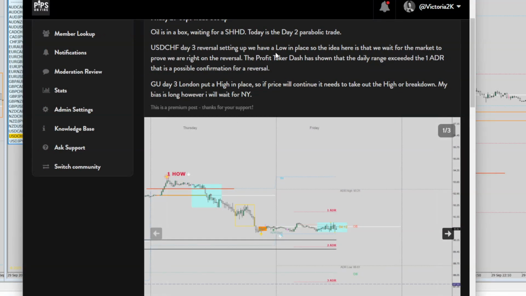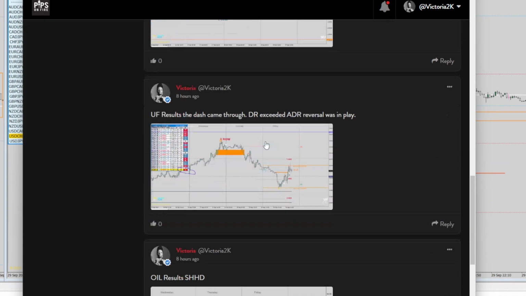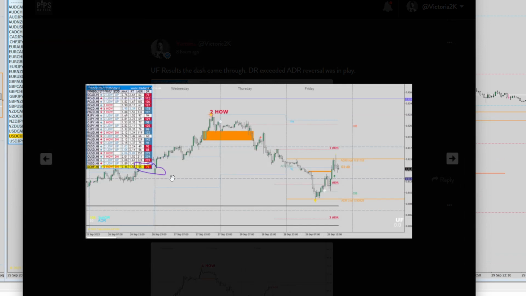3-day reversal setting up. We have a low in place. So the idea here is that we sit and wait for the market to prove that we're right on the reversal. The dashboard is already showing a daily range exceeded, the 1 ADR, which is a possible confirmation for a reversal. And here we are with the results of that. We see it was beyond, say, 72, the daily range. And then it played out beautifully.